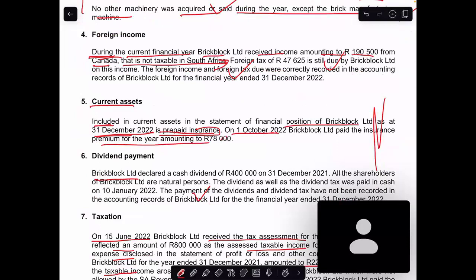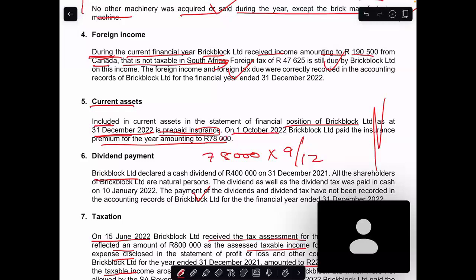Right, so we need to calculate the prepaid portion. On 1 October, which is 3 months before year end, we paid annual insurance of 78,000. So what relates to the current year is how much? It is for 3 months. So the prepaid portion is for how many? 9 months. So a prepayment of how much? 78,000 times 9/12.